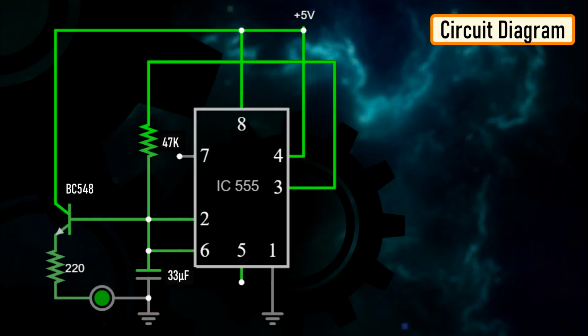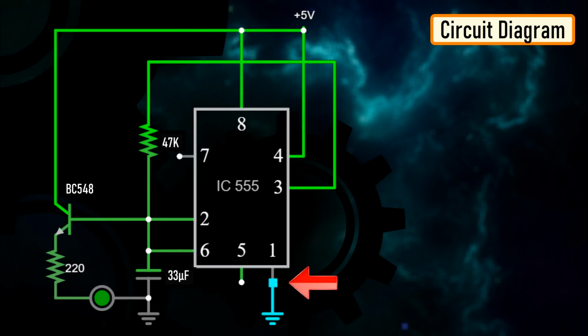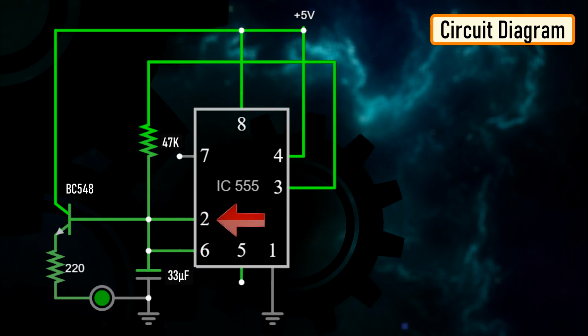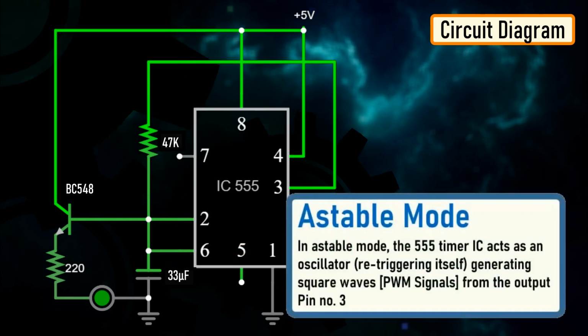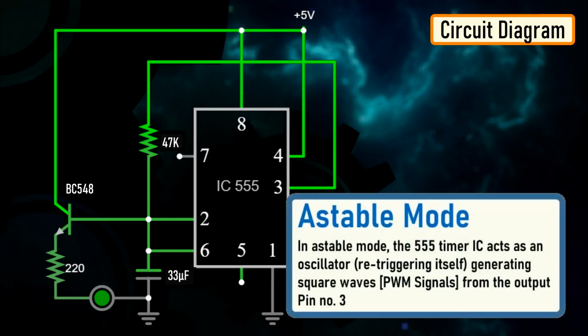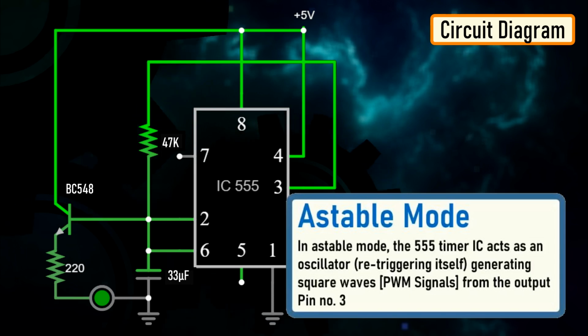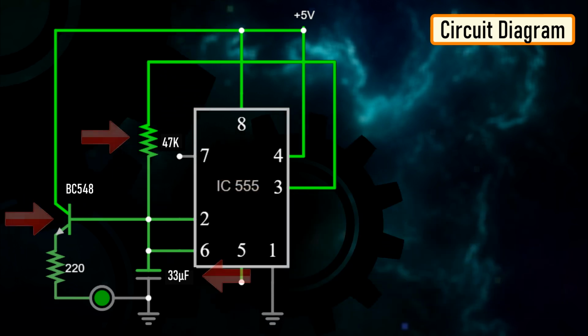The heart of this circuit is the 555 timer IC. Pin number 1 of the IC is connected to ground. By connecting pin number 2 and 6 of the 555 timer IC, we put the IC in astable mode. In astable mode, the 555 timer IC acts as an oscillator, re-triggering itself, generating square waves from output pin number 3. Three other components connect to this junction.